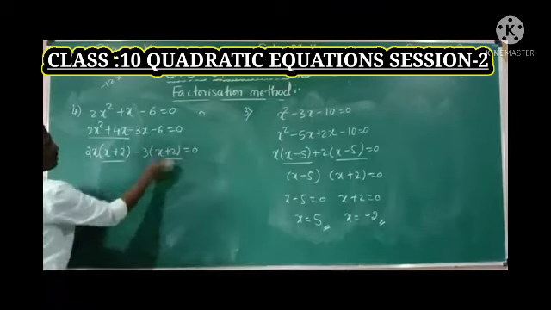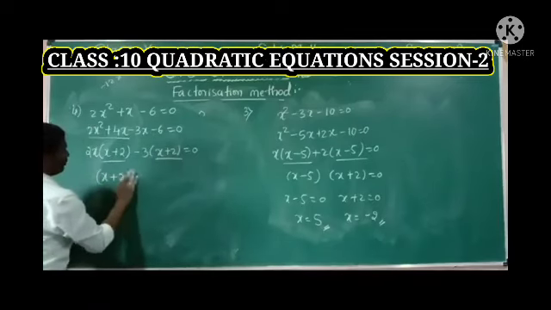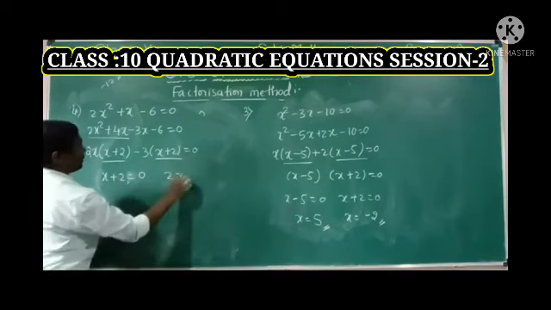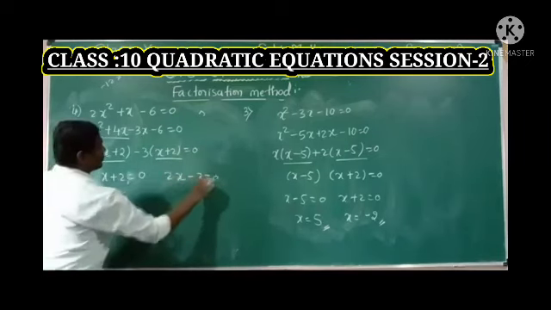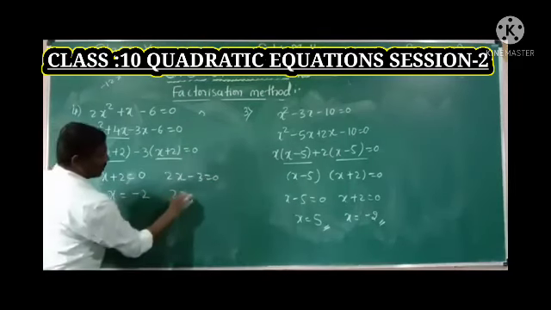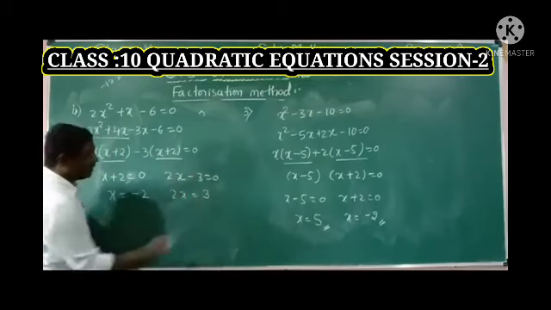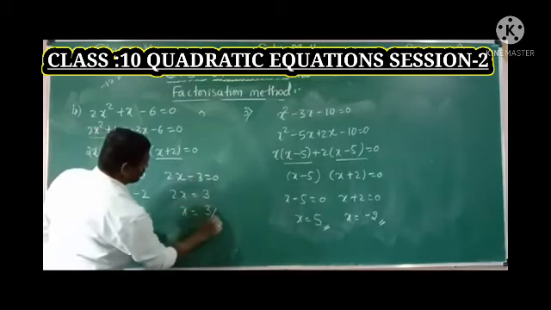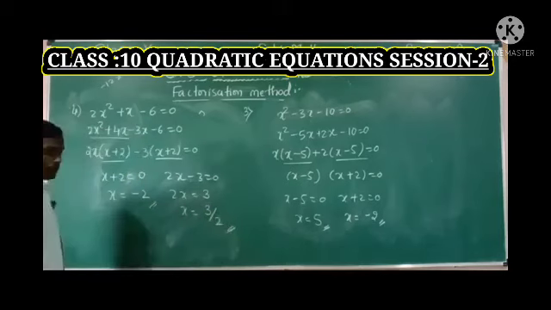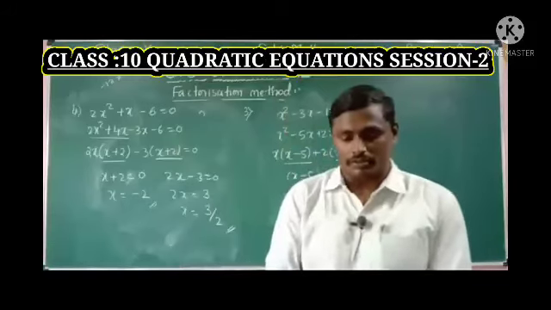So again the common term is x plus 2, which is equal to 0, and one more term 2x minus 3, which is equal to 0. So x is equal to minus 2. Here 2x is equal to, take this minus 3 to the RHS, it becomes plus 3. Now x is equal to 3 by 2. So these two are the required roots of the quadratic equation.